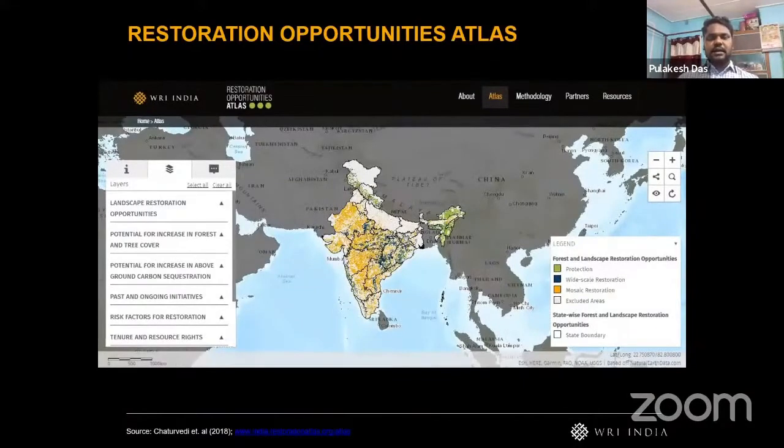And this is the Atlas page. You can see this has been categorized into a number of different layers. So it talks about the landscape restoration opportunities, the potential for tree cover increase, the potential for above ground carbon sequestration, the past and ongoing initiatives, the risk factor, and the tenure and resource right. And initially, this map is categorized into three categories, which talks about the forest protection, and then the wide scale restoration and the mosaic restoration. I'll be coming to details of these categories.